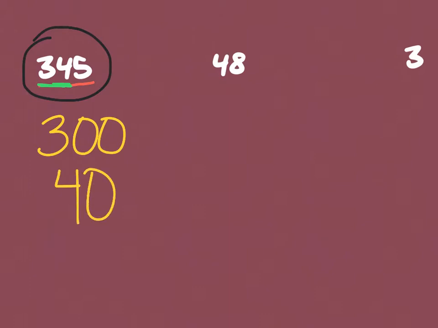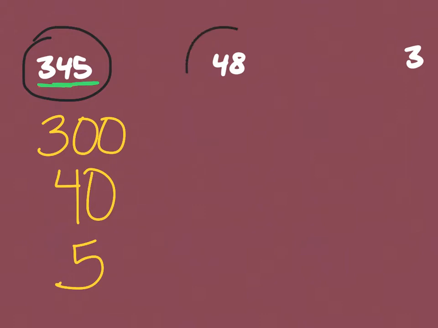Remember the place value system. Let's go over it. So the number is 345. The number 3 indicates that there are 3 hundreds. Next, in the tens place, it's the 4, indicating that there are 4 tens. Last but not least, in the ones position, there is a 5, indicating that there are 5 ones.